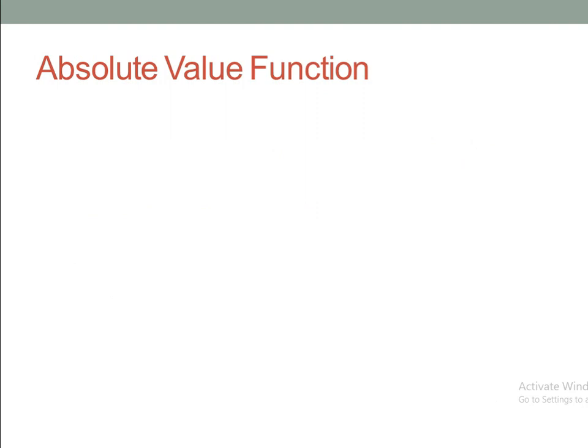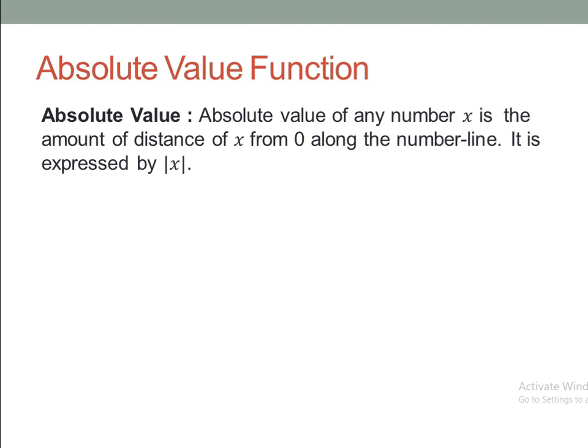In this section we will learn about the absolute value function. The absolute value of any number x is the distance of x from 0 along the number line, and absolute value is expressed by bar x bar, that is modulus of x. Sometimes absolute value is called modulus. So this sign is called modulus x or mod x.